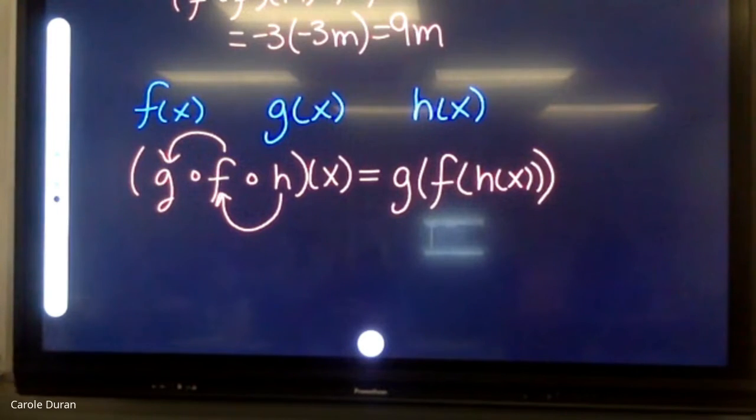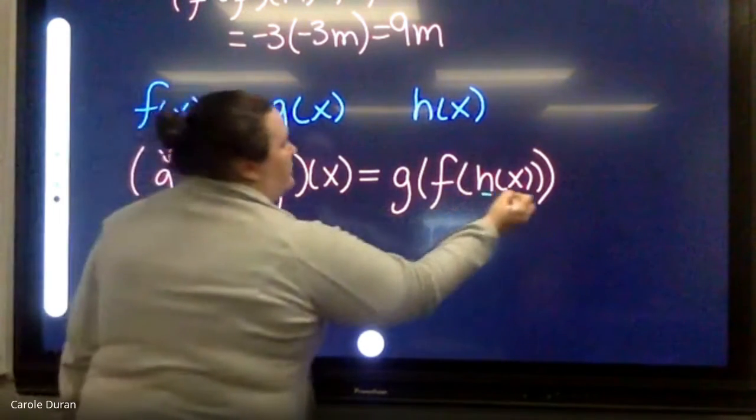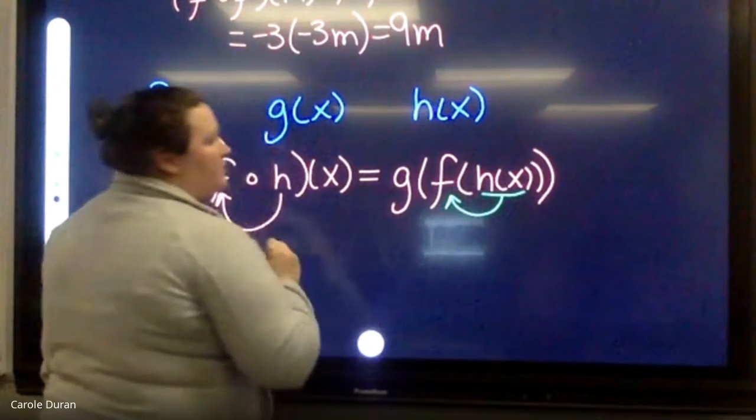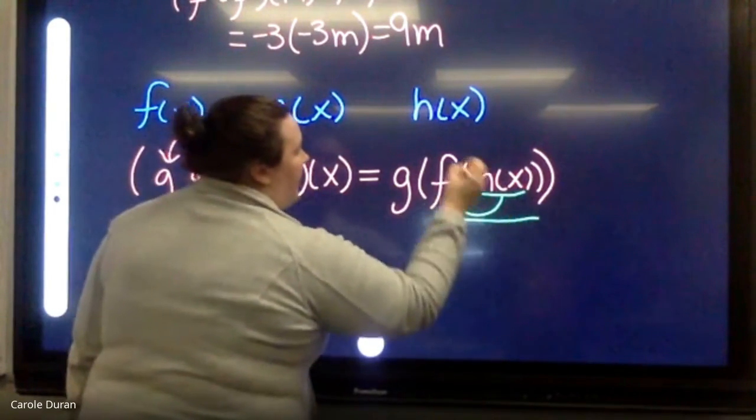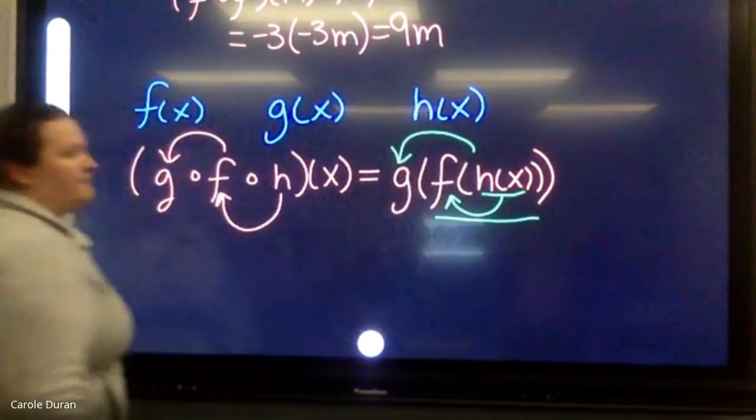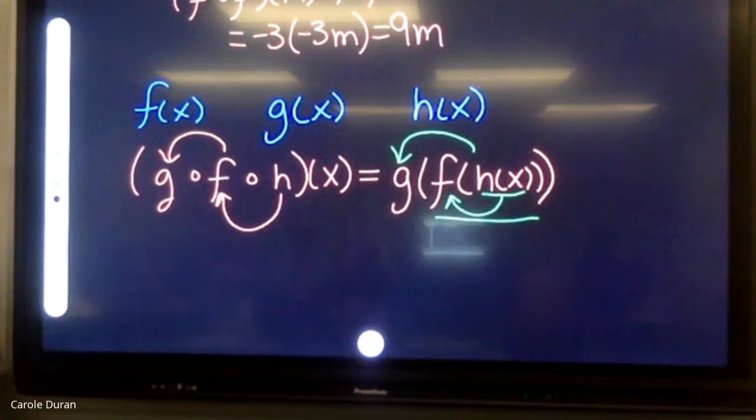And we would always start on the very, very inside. So we would do the h of x into f first, and then take this entire thing and plug it in to g. Again, this is not on your homework. Right now, you could kind of think about this as a theoretical composition. Does that kind of make sense, though?